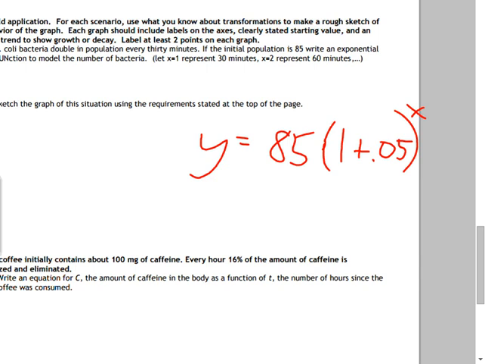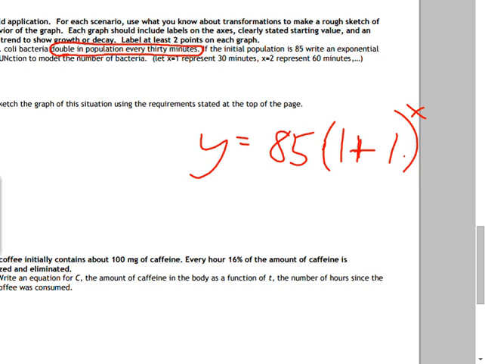What else is different about this? It's doubling every 30 minutes. So what's my growth factor? Do you think I should put 1 plus 2? That would be timesing it by 3. Do you think that's what I want to do? 1 plus 1. Because then I'll be multiplying it by 2, which is doubling, right? You got to think that through?